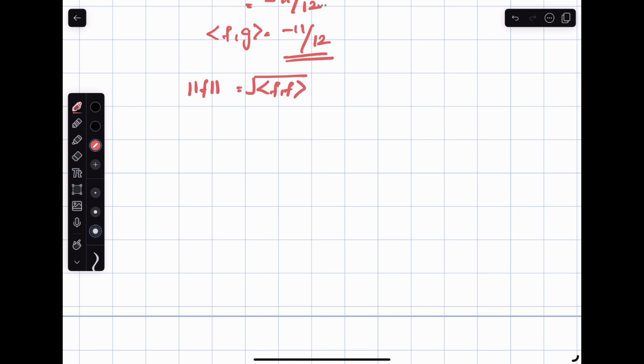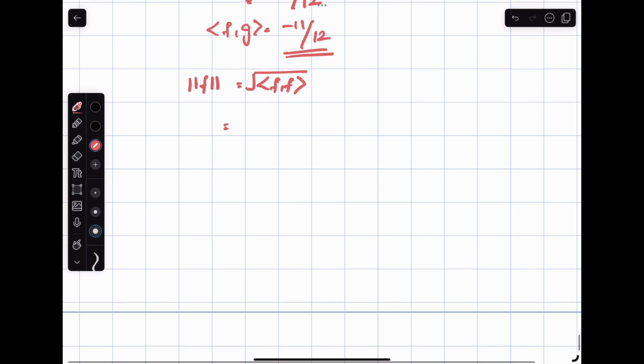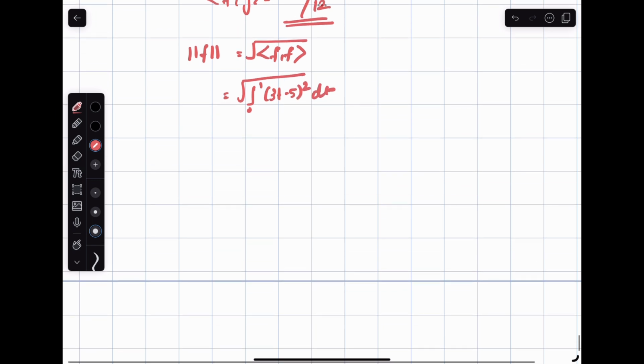Now what is the formula for the norm of f? It is the root of the inner product of f comma f. Instead of g, you just apply f. So it is the integral from 0 to 1 of (3t minus 5) whole square dt. Now I will solve only for f comma f, because always carrying the root is difficult.